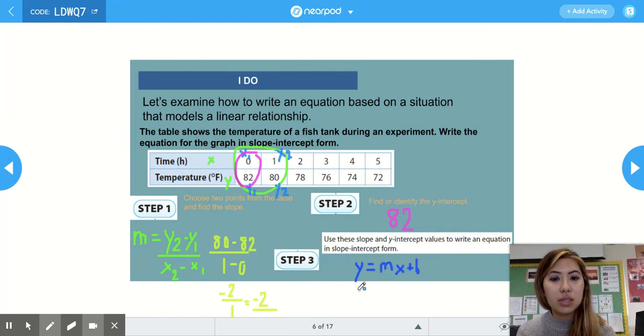Our m, or our slope, is negative 2. And then our b, or our y-intercept, is positive 82. So our equation is going to be y is equal to negative 2x plus 82.